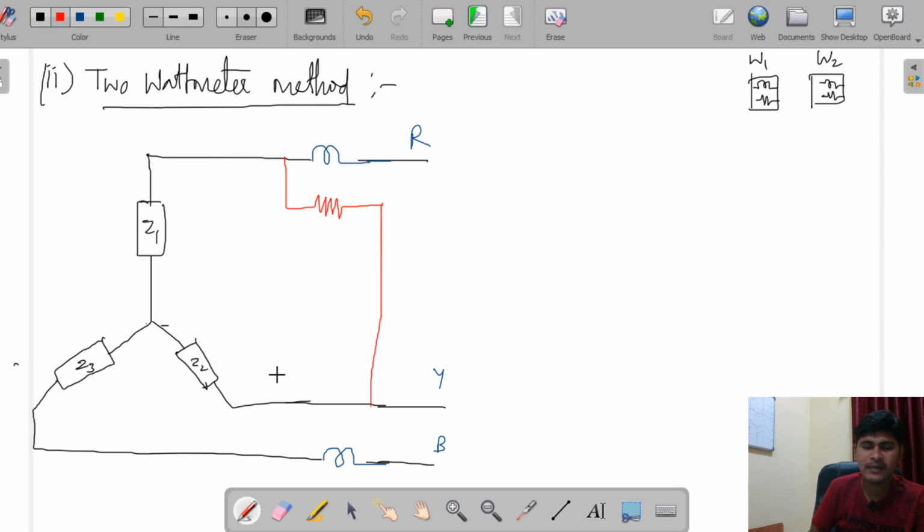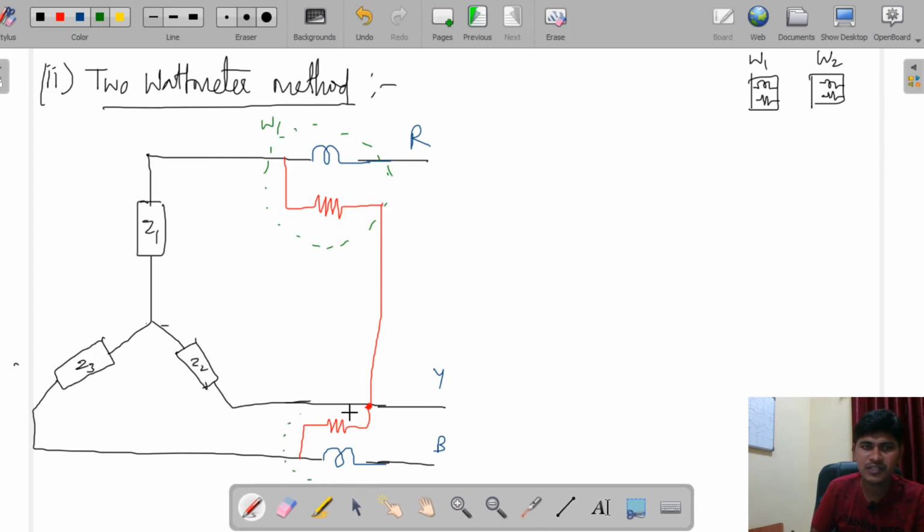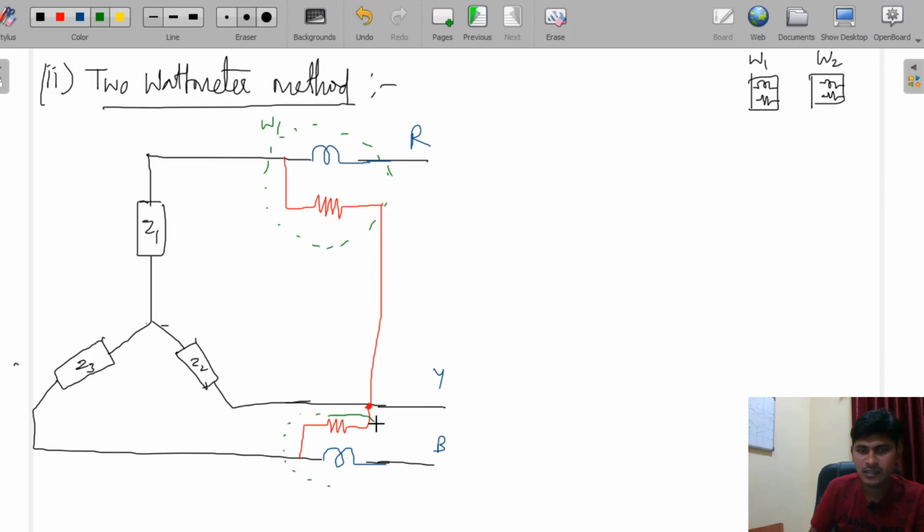This is joined to the third line. Similarly, the current coil of wattmeter 2 is connected between this line and the third line, in which no current coil is placed or connected. This makes one wattmeter, W1, which gives one reading, and this arrangement gives another reading, that is W2.